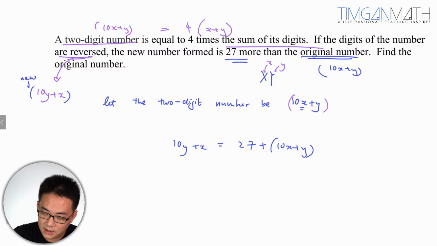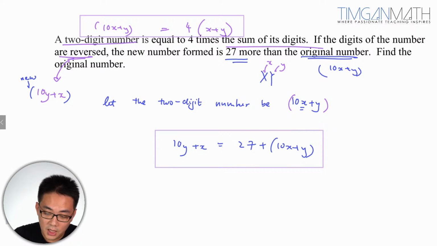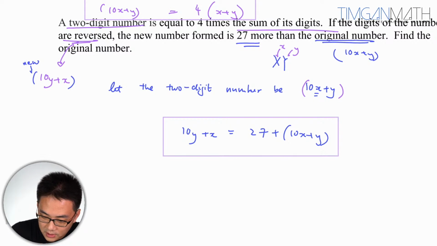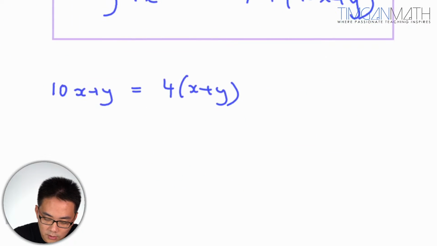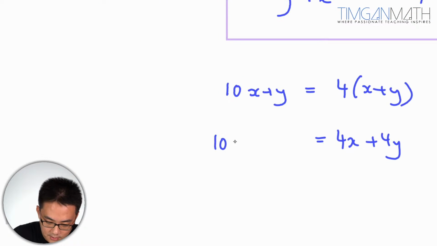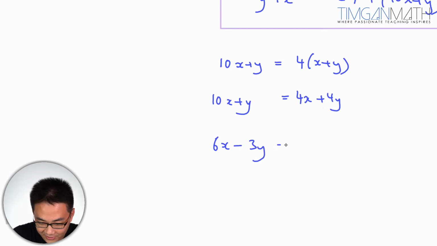We have the first equation, which tells you the number is 4 times the sum of its digits, and the other one was telling you that when you reverse it, it's 27 more. So what you're going to do is put 10x plus y equals 4x plus 4y. This is the first equation. So I'm just going to expand this. It's 4x plus 4y, and this is 10x plus y. Okay, I'm hoping it's 6x minus 3y equals 0.